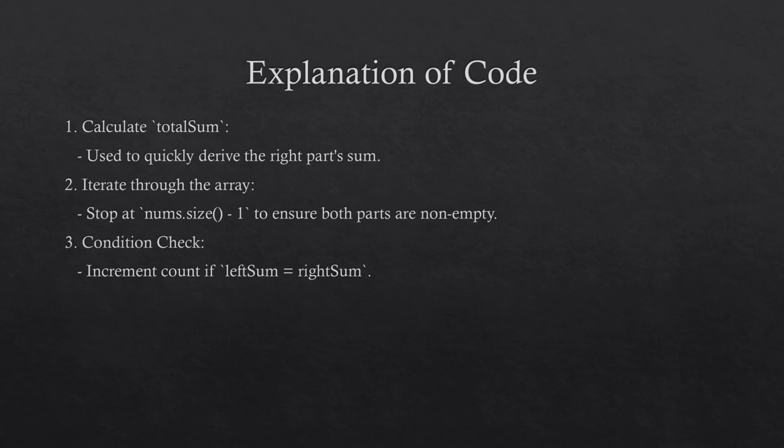Let's break down the code. First, we calculate total sum, which helps us efficiently calculate the sum of the right part. Then we iterate through the array but stop before the last element to ensure both parts are non-empty. The key check is whether left sum is greater than or equal to the right sum, and if it is, we increment our counter.